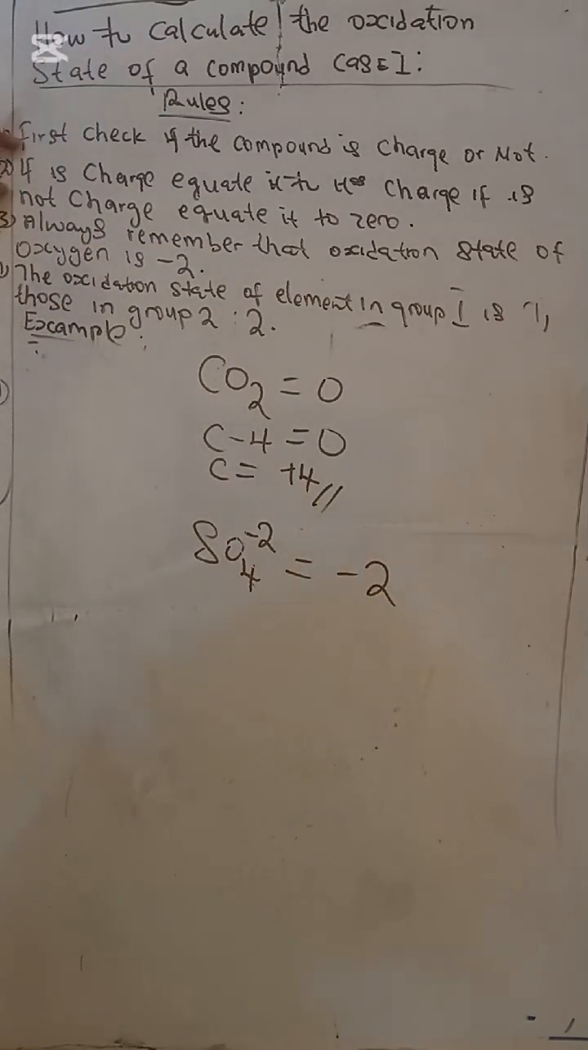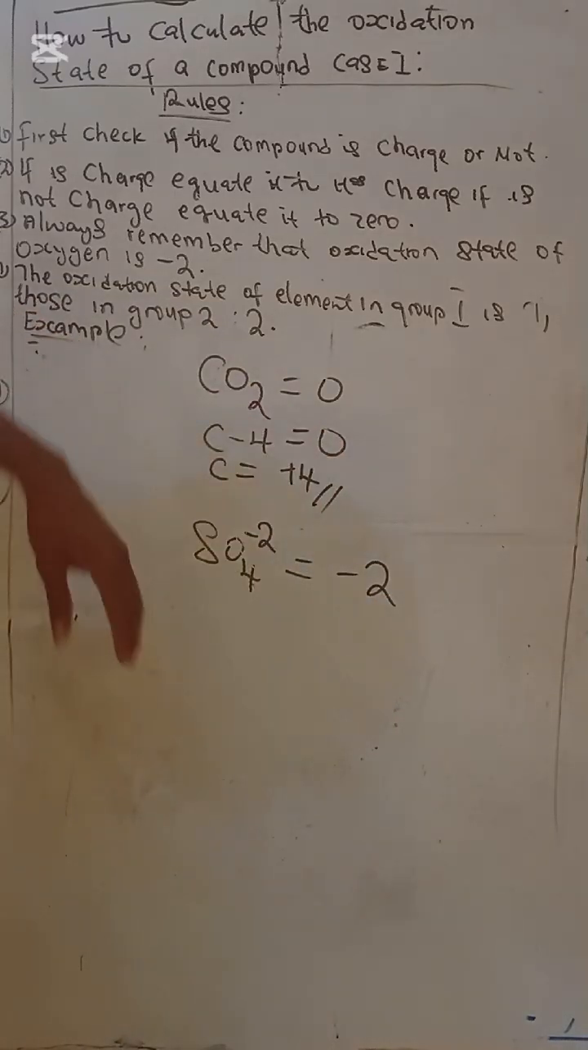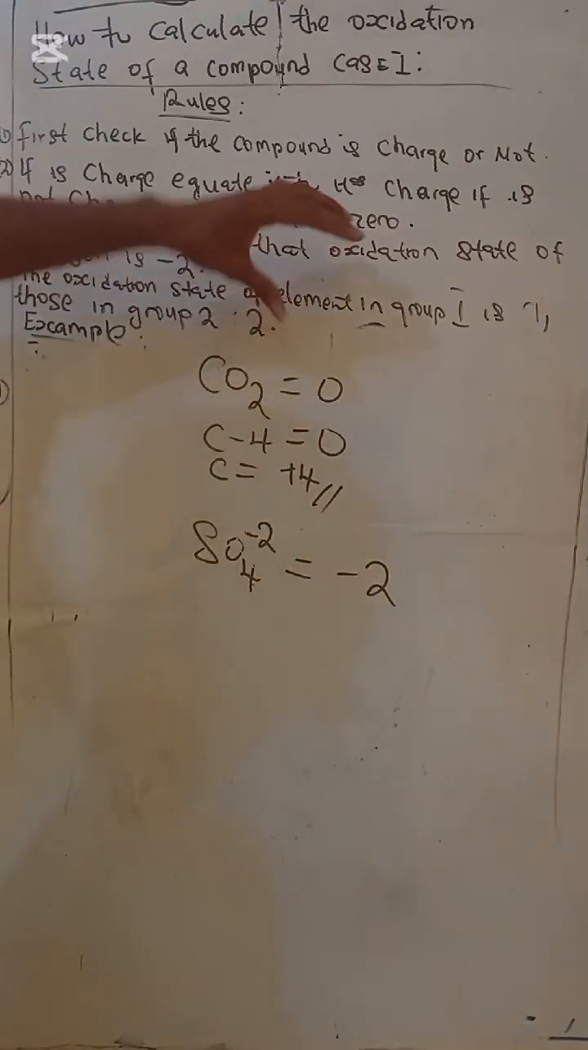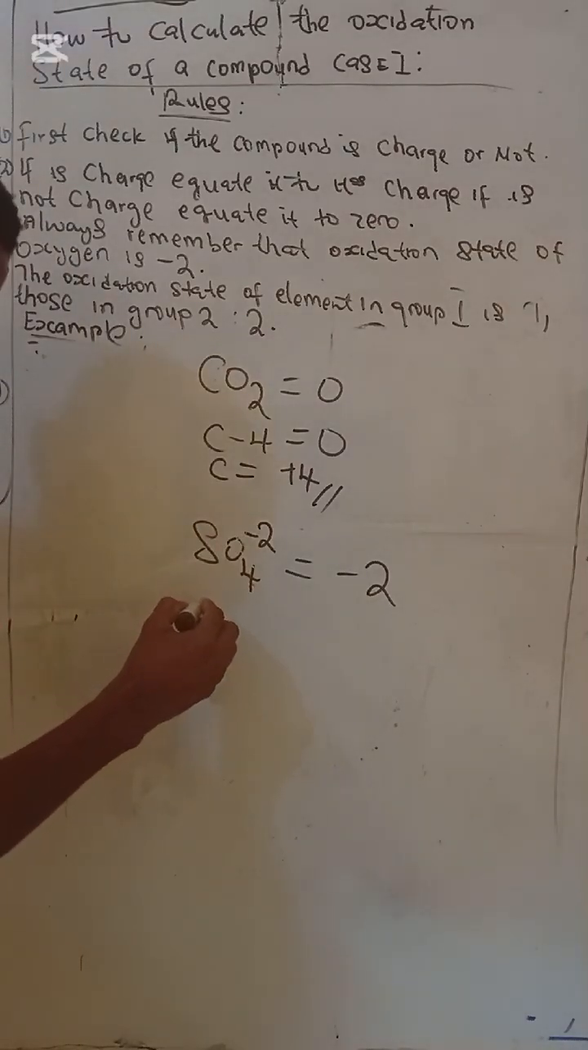Remember, I'm following the rule. You are equating to -2 because what we have over here is -2. If it's minus anything or plus anything, you will equate it to that. But if it doesn't have anything here, you will equate it to 0. Now, what will I do? You are looking for the oxidation state of sulfur, so I will write S.